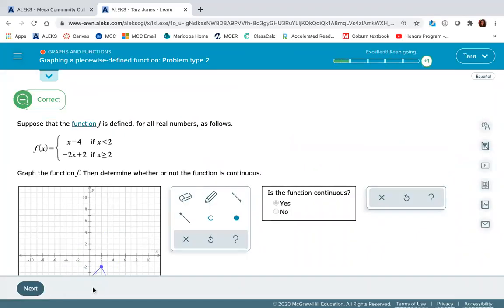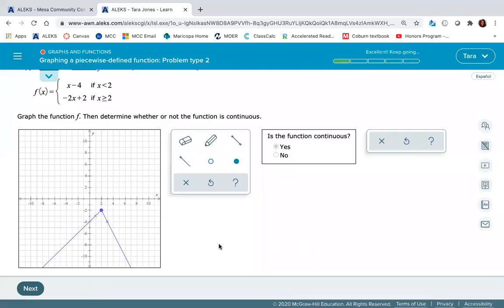So again, I really recommend that you graph it by hand first on a piece of paper. That seems to help most of my students then transfer their graph onto the Aleks site and have that happen a little bit more successfully.